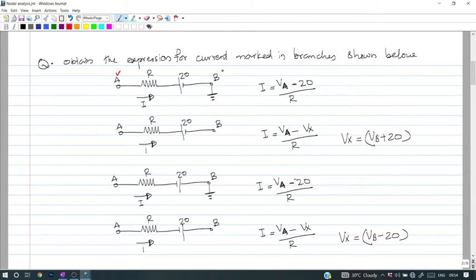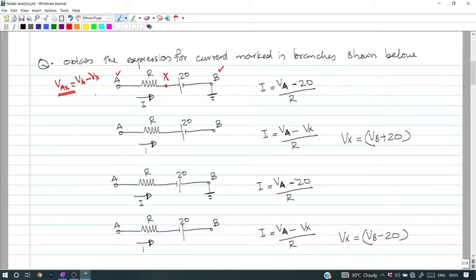Here we need to identify the value of the current flowing through this resistor. Say this point is X. What is the potential difference across R? It is VAX. What is VAX? VA minus VX. This potential difference determines the value of the current flowing through this resistor.